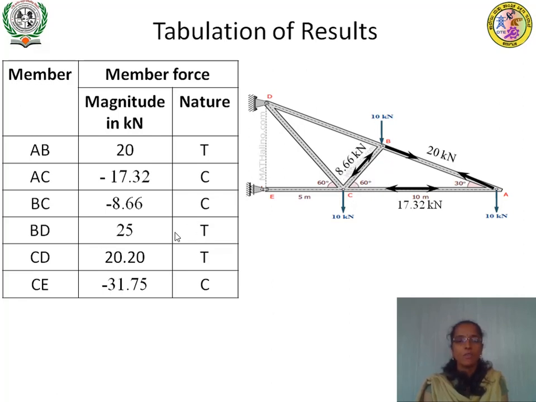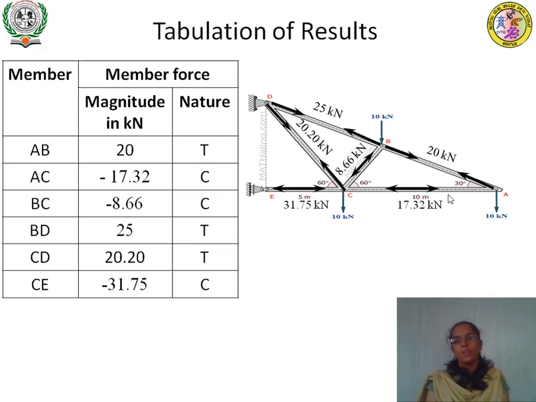BD, a tensile force. Arrow mark should be away from the joint. Tensile means away from the joint. The magnitude is 25 kilonewton. CD a tensile force, so arrow mark should be away from the joint, 20.2 kilonewton, and CE subjected to a compressive force of 31.75. Compressive means arrow mark should be towards the joint. Magnitude is 31.75 kilonewton. So this is how you should represent the forces pictorially.